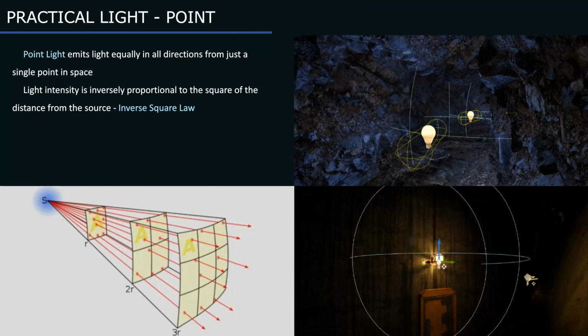First is a point light. A point light emits light equally in all directions from just a single point in space. Pretty much like in real life, inside Unreal, the brightness of any point source diminishes rapidly with distance. This weakening of light is called fall-off.